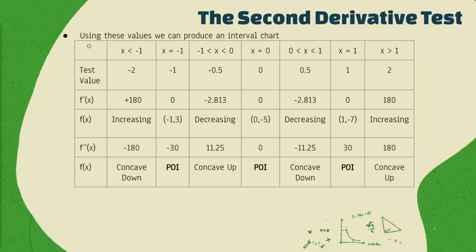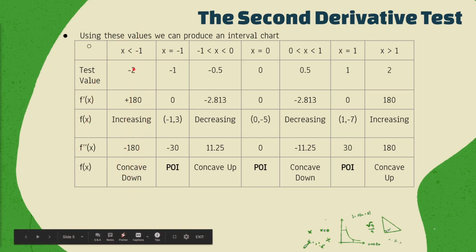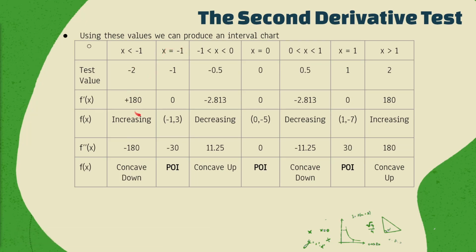So let's start over here. For our test value of negative 2, we figure out that f prime of x is 180. It is positive 180, therefore the function is increasing. At negative 1, we find that f of x is negative 1 and 3. Again, if we just substituted it back into f prime of x, you would get 0 since it was one of the roots. Then, moving on to this portion here, we get negative 2.813, which of course, since it's negative, must mean that the original function is decreasing.